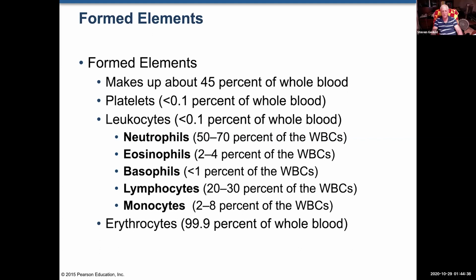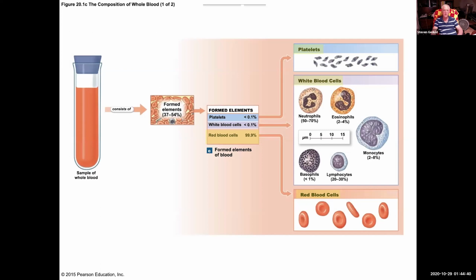That's your formed elements. Okay, so here's how the formed elements break down. Remember, formed elements make up about roughly 45% of whole blood. Okay, the platelets are less than 0.1%. The white blood cells are less than 0.1%. And the red blood cells are 99.9% of your formed elements. So most of the formed elements in blood is red blood cells almost exclusively. Okay.